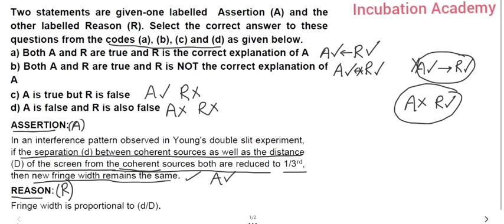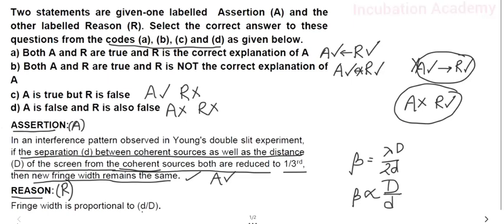The reason says fringe width is proportional to small d by capital D. What is beta? Beta equals lambda capital D divided by 2d. So from here, beta is proportional to capital D by small d, not small d by capital D. So the reason written here is false. The assertion is true, the reason is false. Option C is the correct answer. Thank you all of you.